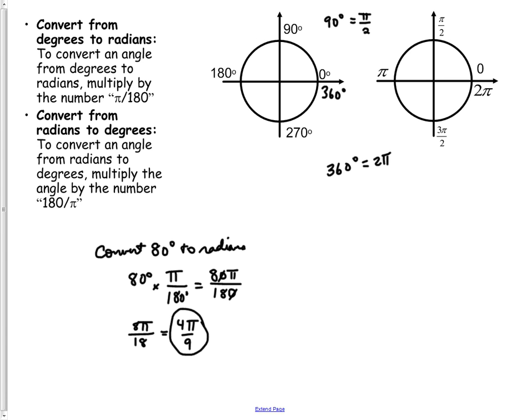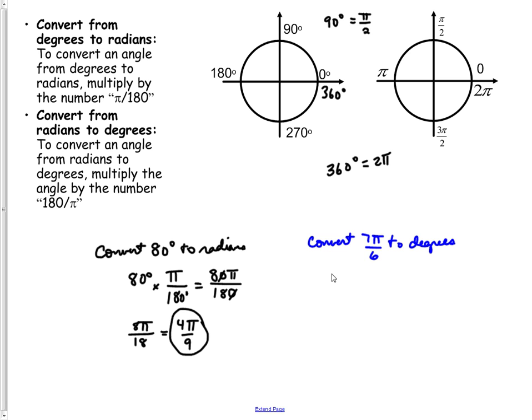All right, how about the other way around? What would we do if we were asked to convert? Let's find a good angle. Let's convert, we did this one earlier, 7 pi over 6 radians to degrees.